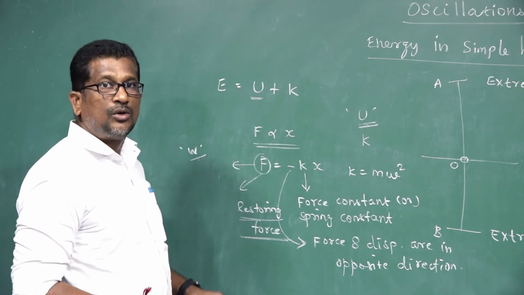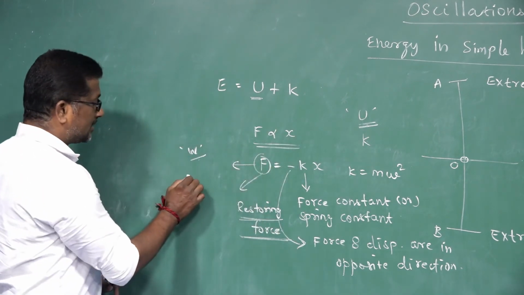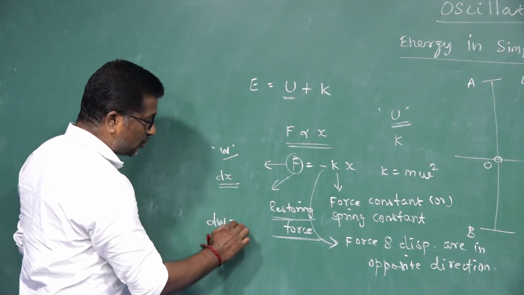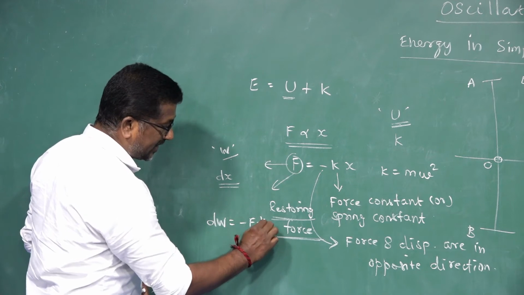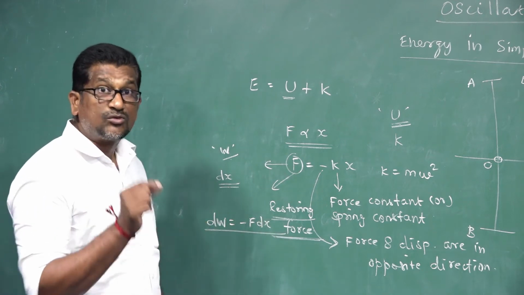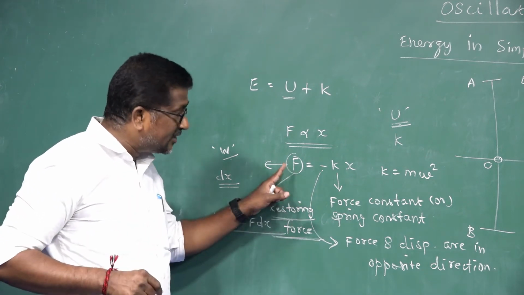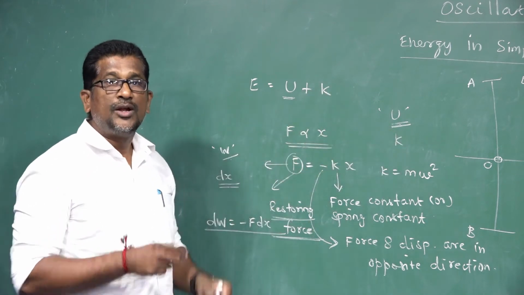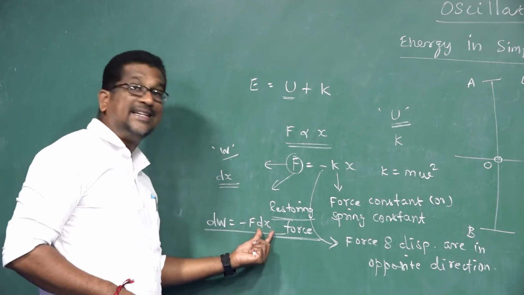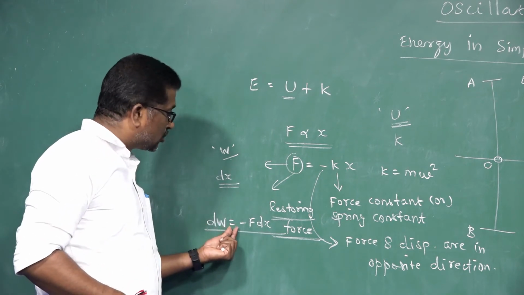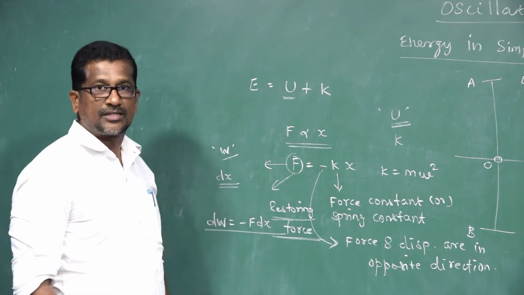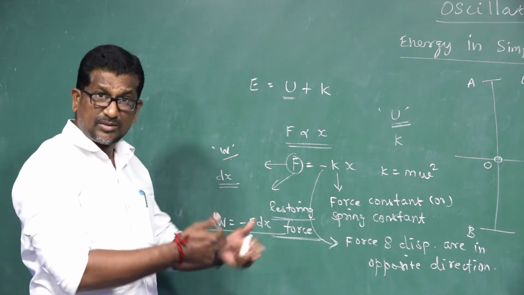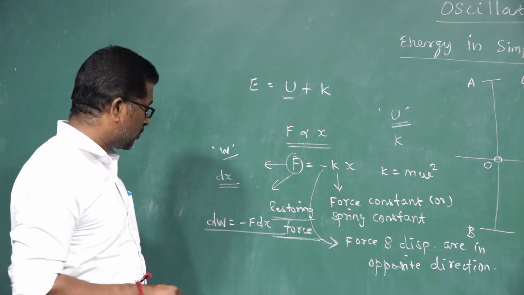the particle during a small displacement, that is dx, is given by dw is equal to minus f into dx. The small work done by the restoring force on the particle executing simple harmonic motion during small displacement dx is given by dw is equal to minus f into dx. Already I told you the negative sign indicates force and displacement are in opposite directions, right?